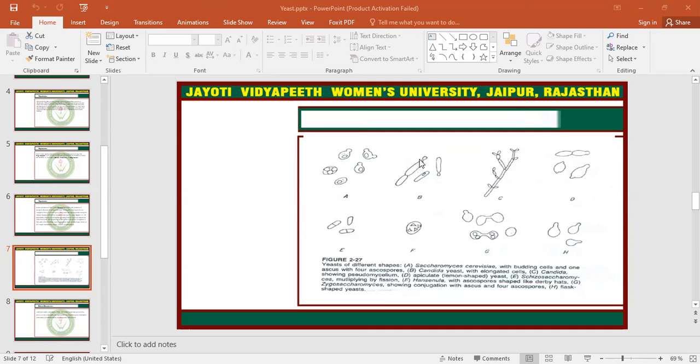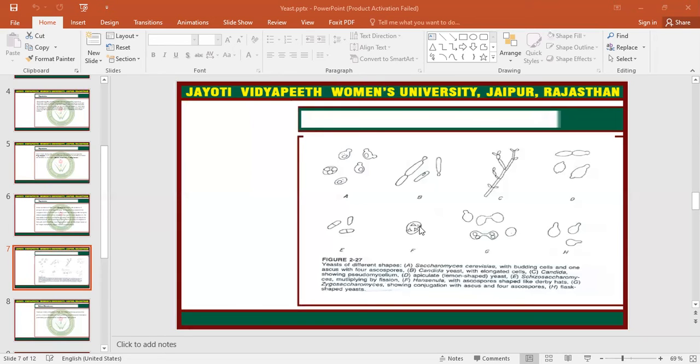Similarly, Candida may also have a different shape, like pseudomycelium. This is the third one. It may be pseudomycelium. It is not the true mycelium. It may also have a lemon shape. This is the lemon-shaped yeast. Fourth is Saccharomyces, produced by fission. And this is Hansenula, with ascospores shaped like a derby hat.